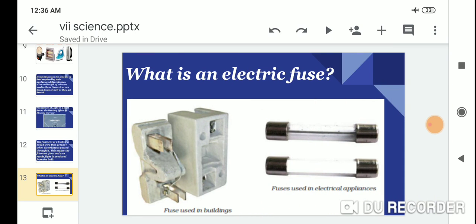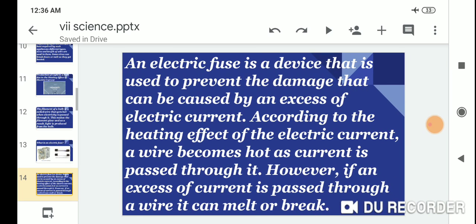What then is an electric fuse? There are fuses used in buildings and fuses used in electric appliances. An electric fuse is a device that is used to prevent the damage that can be caused by an excess of electric current, according to the heating effect of electric current.